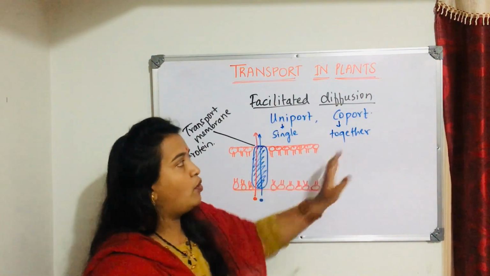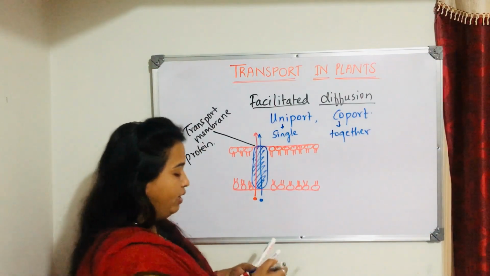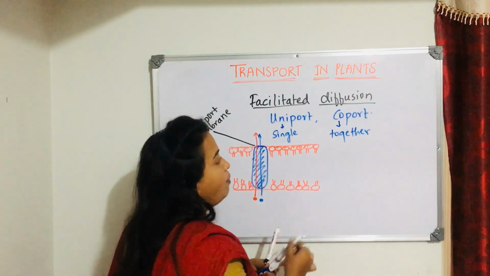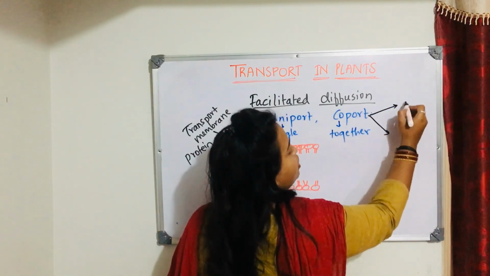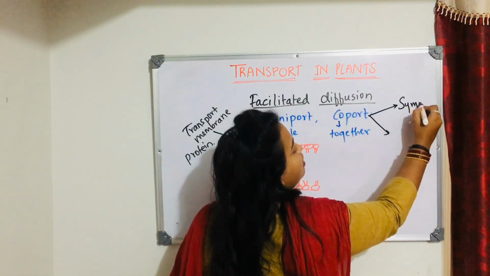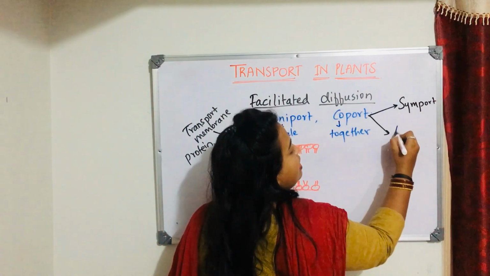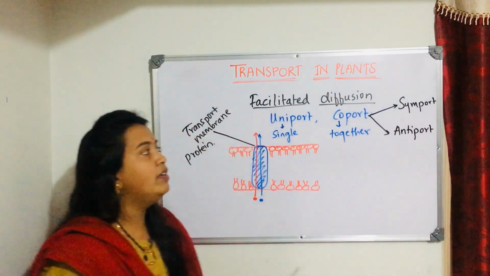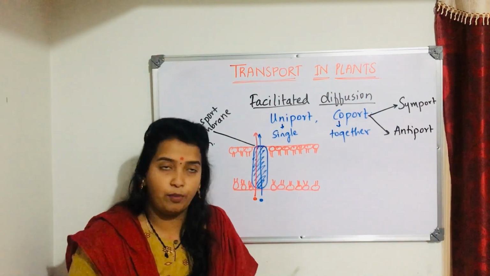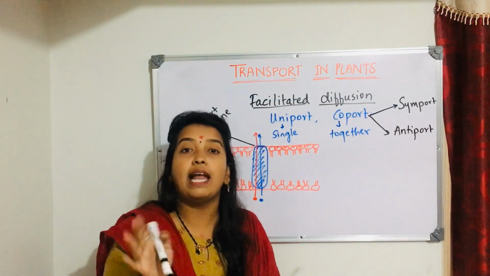Now in coport, again we have two important terminologies to understand. Coport is of two types. In coport we have two types. One is called symport and the other one is antiport. We have coport, and in coport we have two types, symport and antiport.